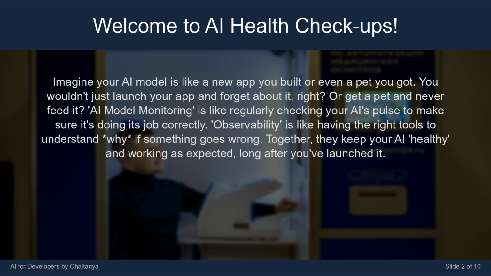Imagine your AI model is like a new app you built or even a pet you got. You wouldn't just launch your app and forget about it, right? Or get a pet and never feed it? AI model monitoring is like regularly checking your AI's pulse to make sure it's doing its job correctly. Observability is like having the right tools to understand why if something goes wrong. Together, they keep your AI healthy and working as expected, long after you've launched it.